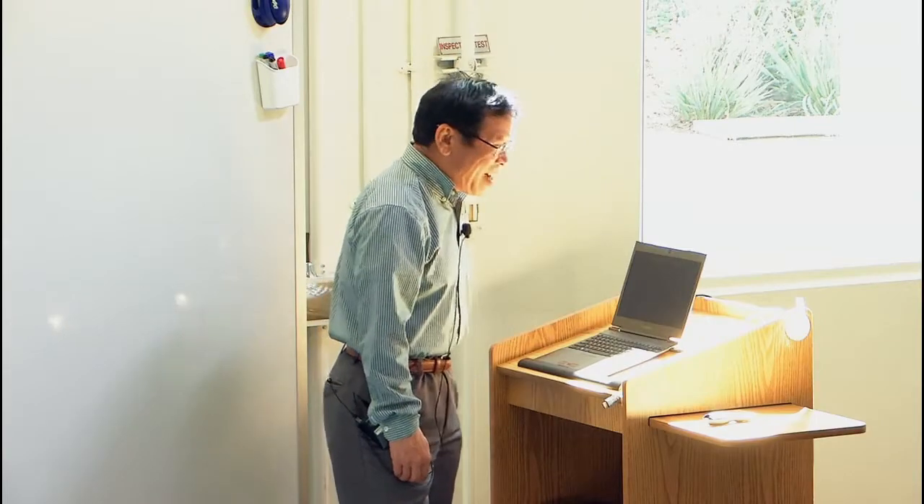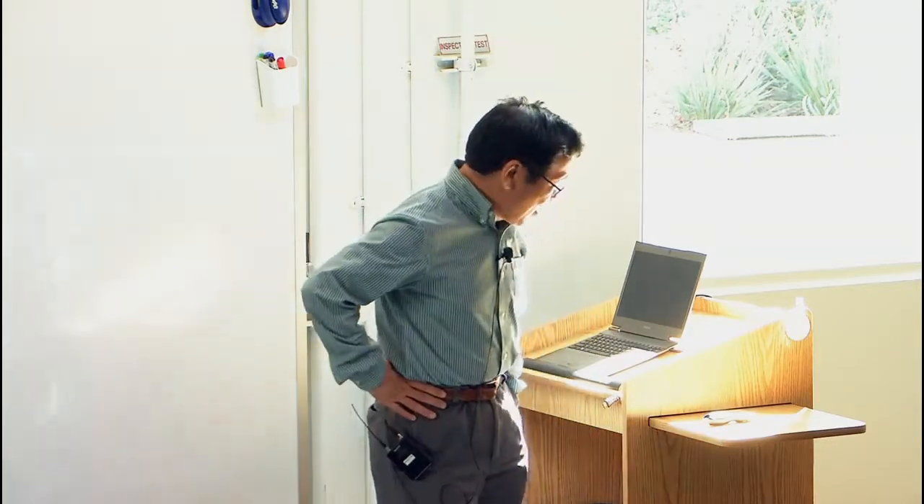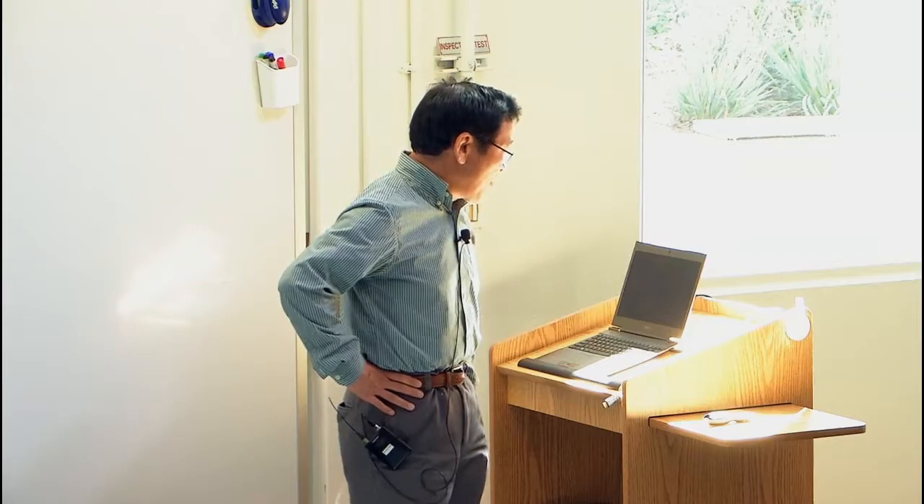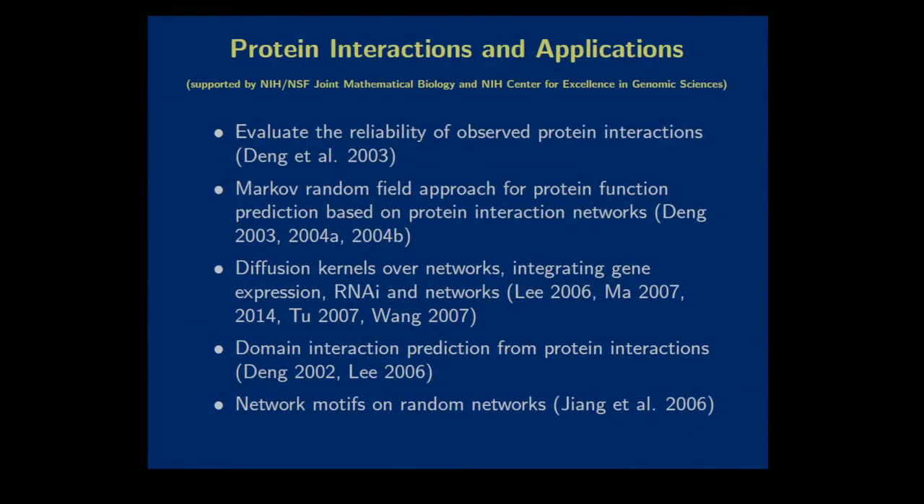Before I give my main talk, I added one page yesterday about protein interaction networks and applications. I worked on the yeast physical protein interaction starting around 2000, when the yeast two-hybrid system was initially used to generate all those large-scale protein-protein interactions. So the first question we asked is, how do we estimate the fraction of true protein interactions within the observed interactions, because we have a lot of noise there.